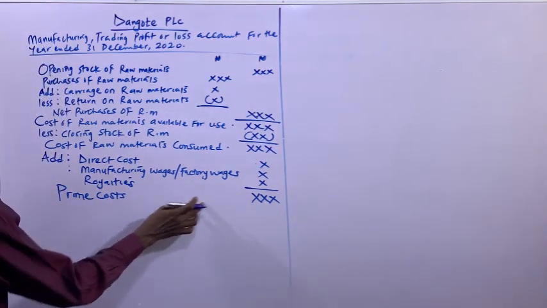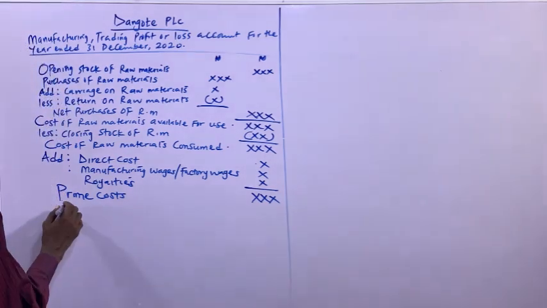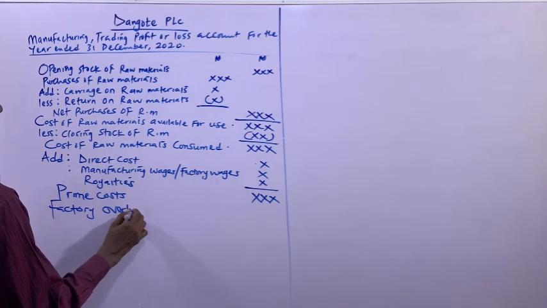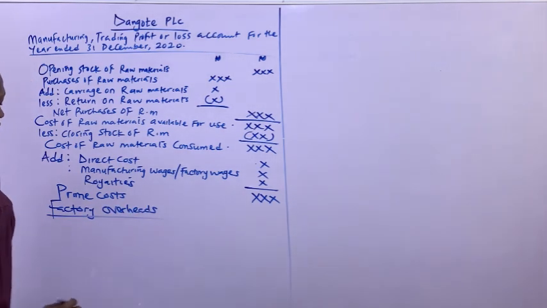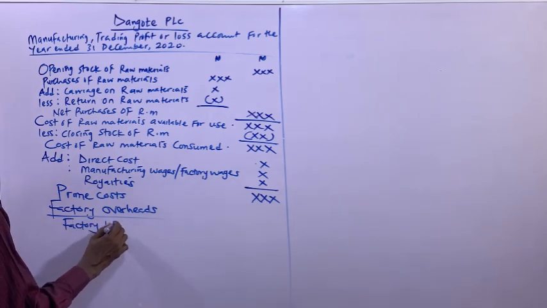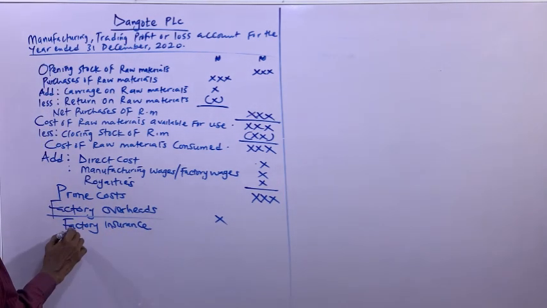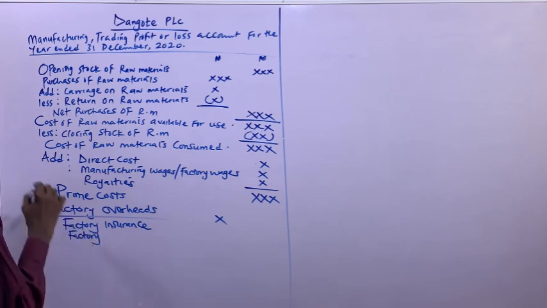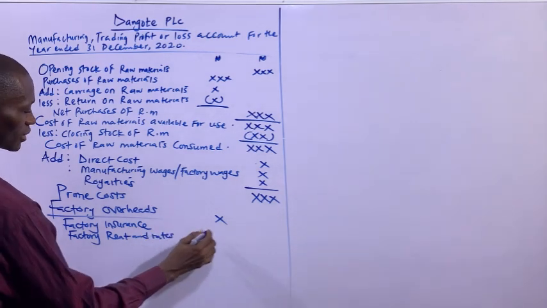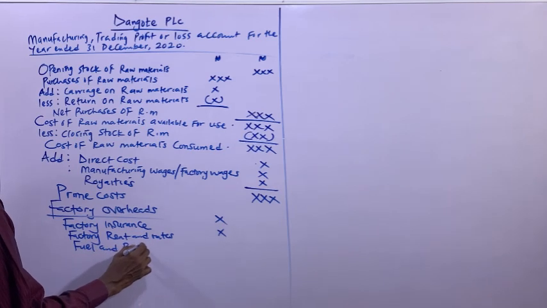Then to this prime cost, we want to get our cost of production, or factory cost of production. So we're going to add factory overheads. Examples of factory overhead costs: we have factory insurance. We can have factory rents and rates. We can have fuel and power.